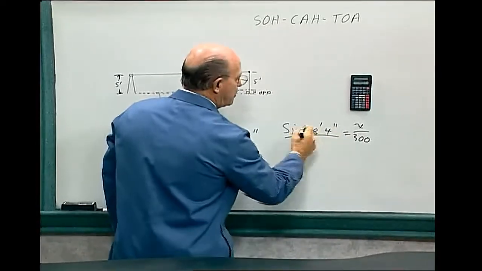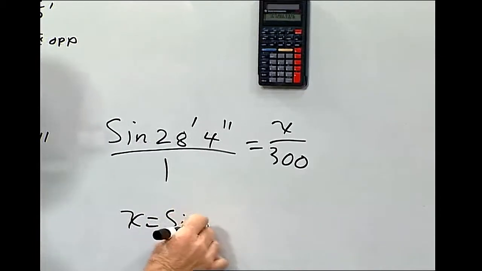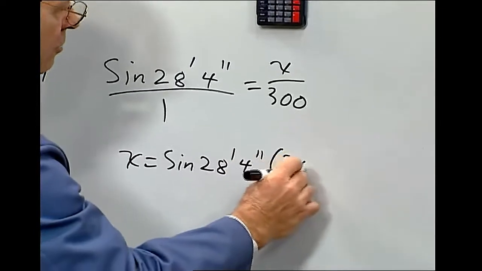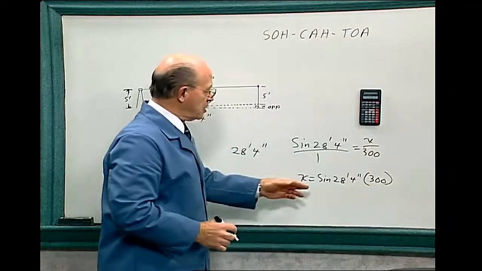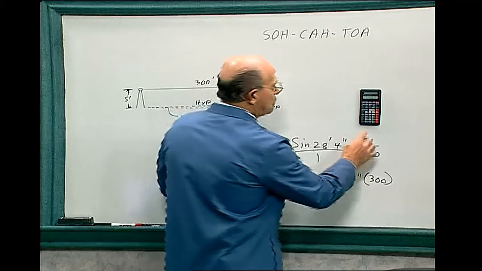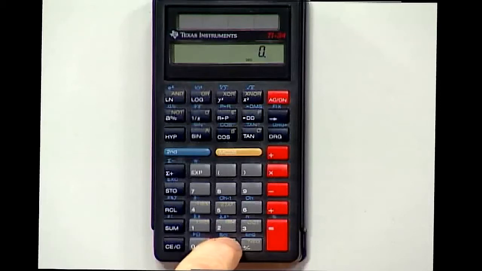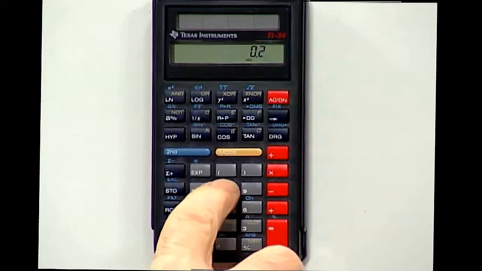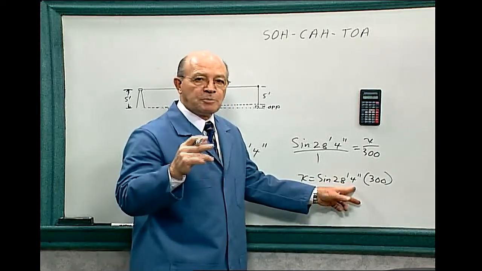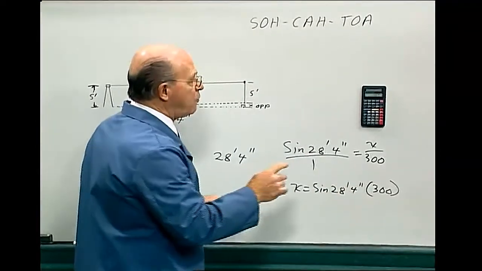Let's cross multiply, isolate the x. X equals sine of 28 minutes, 4 seconds, multiplied by 300. Now let's put the sine of 28 minutes and 4 seconds into the calculator. All right, we put 28, but remember, this is not degrees, so we got to put a decimal point in first. 0.28. Now this is 4 seconds. If you just put a 4, that means 40 seconds. So it's 4 seconds, so we got to put 04.